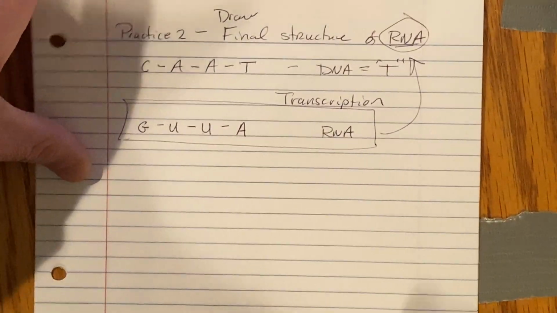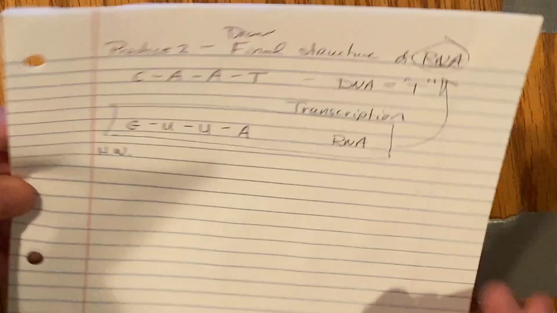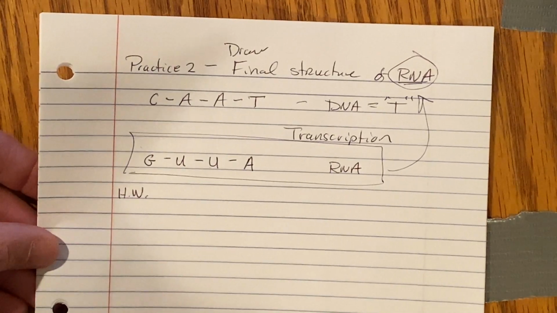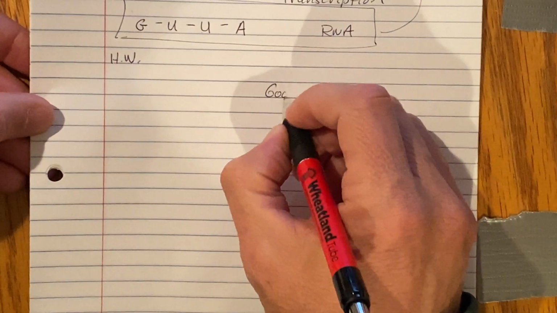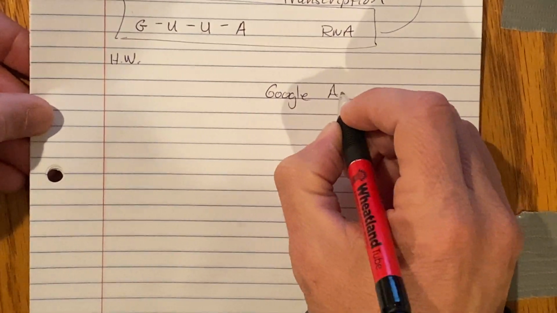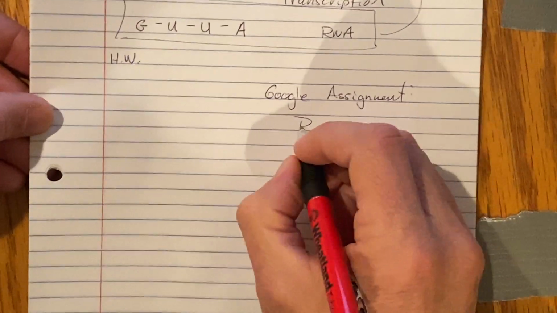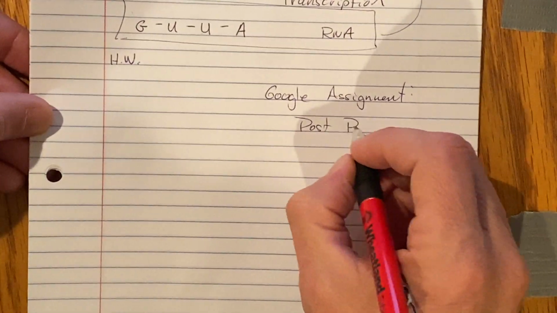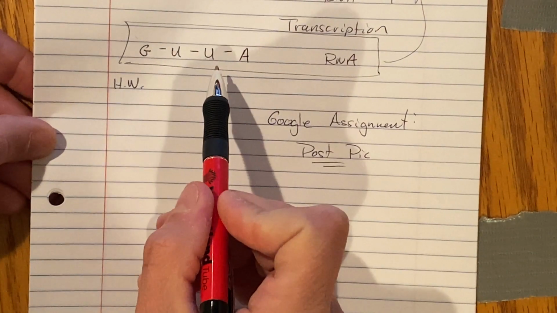So here's what I'm going to do. This now becomes homework for you. Okay, I want you to take the remainder of the period. Do this for homework, and then I will do a Google assignment. And then you guys will post a picture today by midnight of your work. You're going to post a picture of this work.